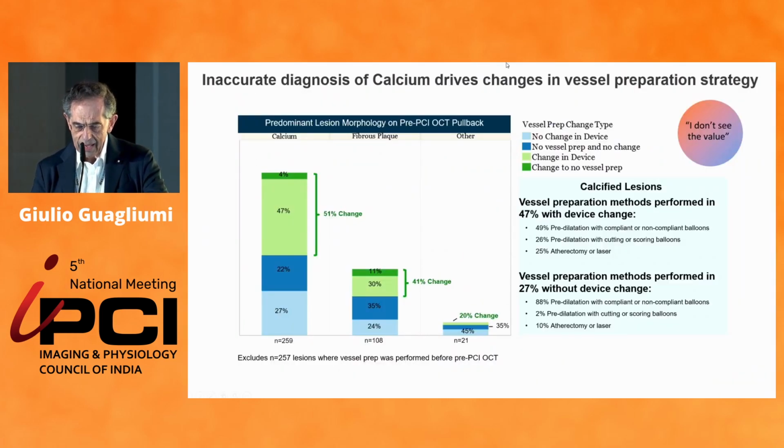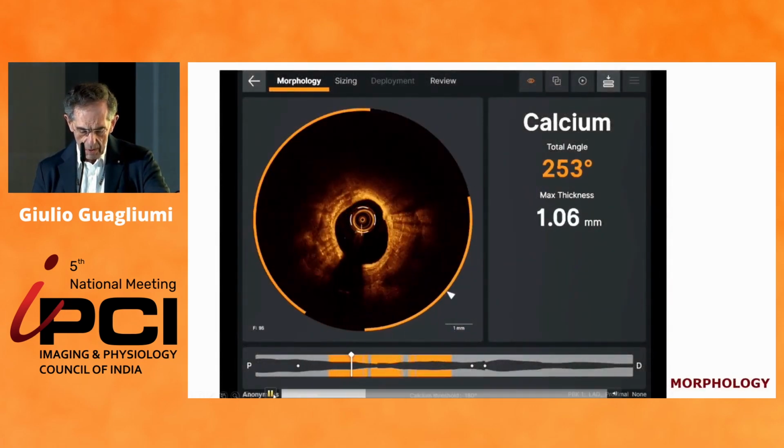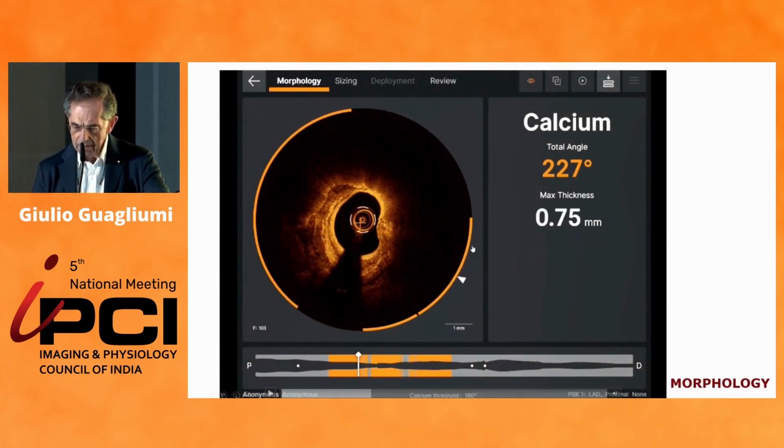When you compare calcium, fibrotic, and other plaque, you can see the vast majority of the changes in strategy when you know the calcium is there. The vast majority of the device changes are in this plaque, where you have a calcification. Here you have one example of what can be done today.